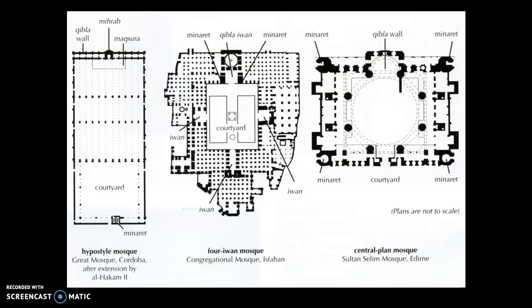The second type of mosque is the 4 iwan mosque. These were originally associated with madrasas, which are schools of study. Instead of having the courtyard that leads into it, in this case the courtyard is in the center, and then there are 4 iwans, or openings, that are here. 1, 2, 3, 4. There is a Qibla iwan, that again points toward Mecca.